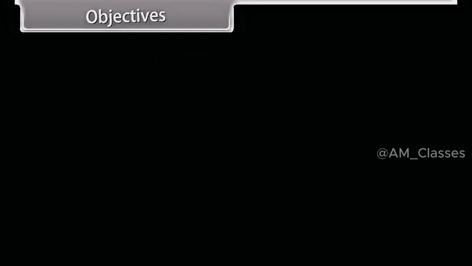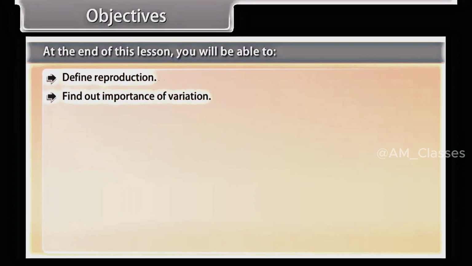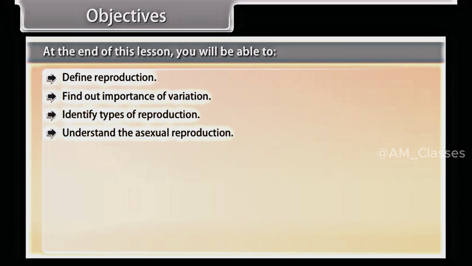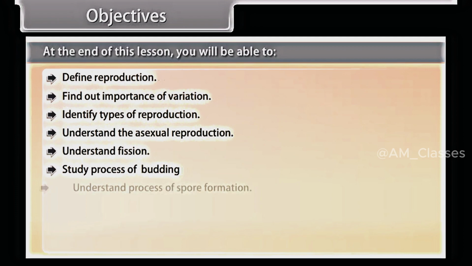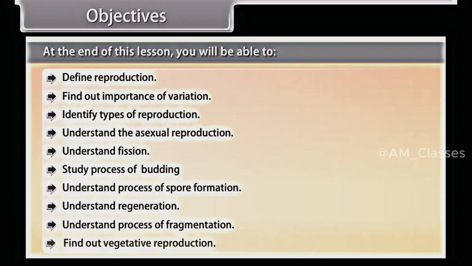Objectives. At the end of this lesson, you'll be able to define reproduction, find out the importance of variation, identify types of reproduction, understand asexual reproduction, understand fission, study the process of budding, understand the process of spore formation, understand regeneration, understand the process of fragmentation, and find out vegetative reproduction.